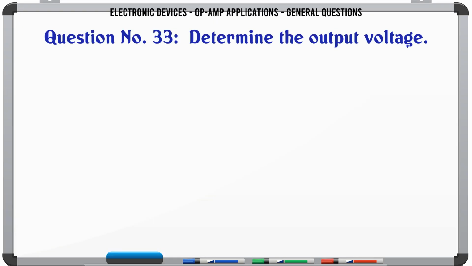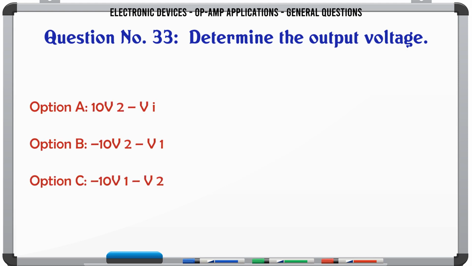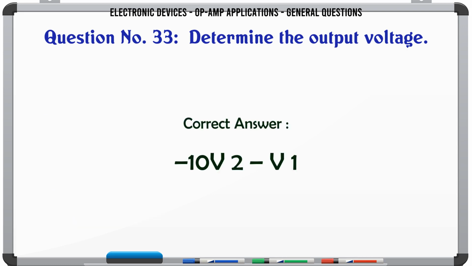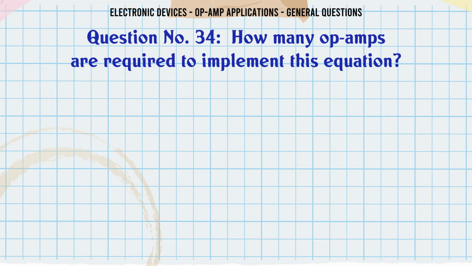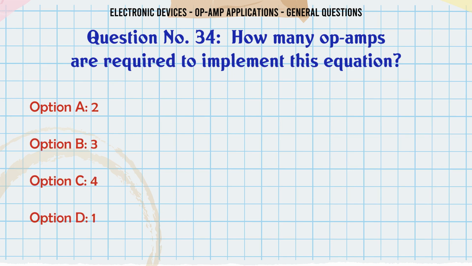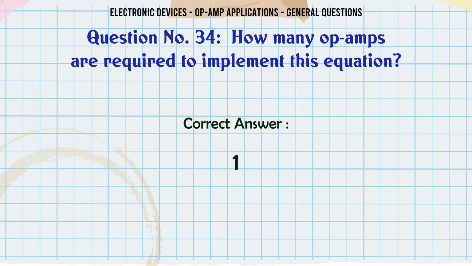Determine the output voltage. A: 10 V2 − V1, B: 10 V2 + V1, C: 10 V1 − V2, D: none of the above. The correct answer is 10 (V2 − V1). How many op-amps are required to implement this equation? A: 2, B: 3, C: 4, D: 1. The correct answer is 1.